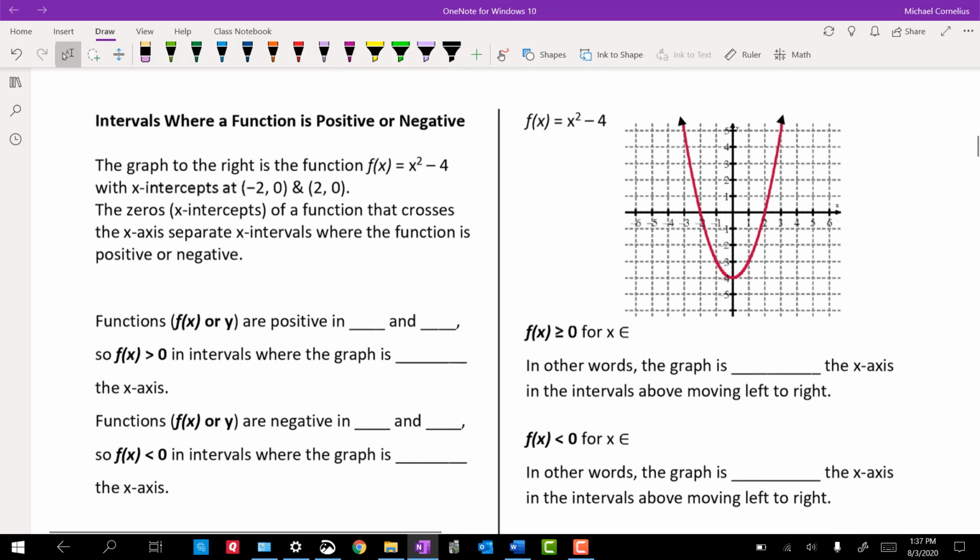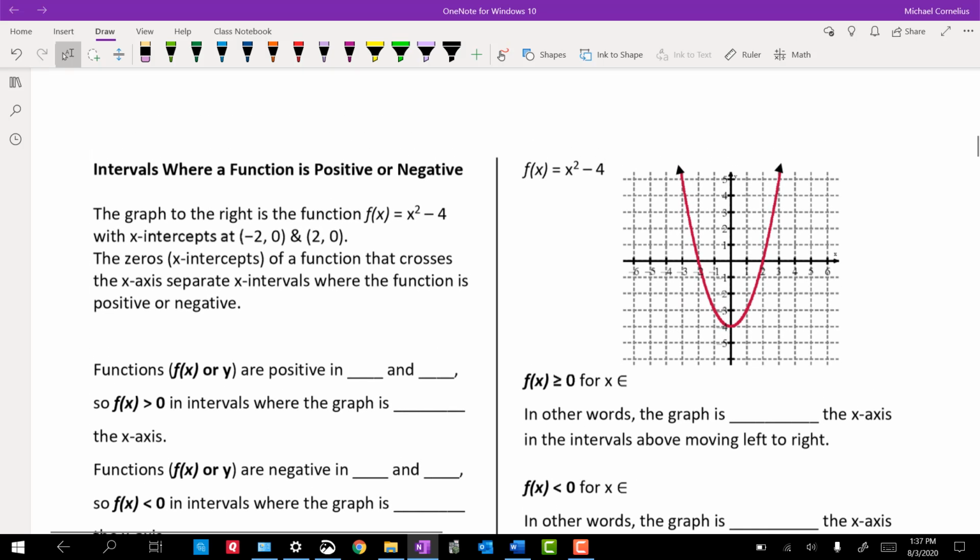Today we're going to look at intervals where a function is positive or negative. When we talk about a function being positive, we're talking about the y values, and for the y values to be positive, they need to be above the x-axis. Y values above the x-axis.